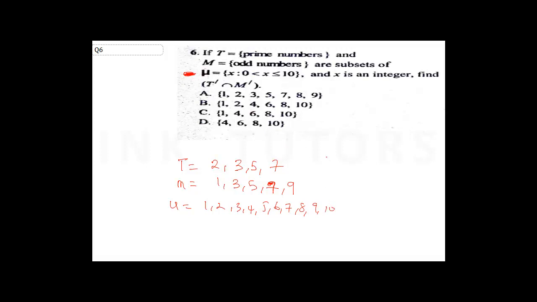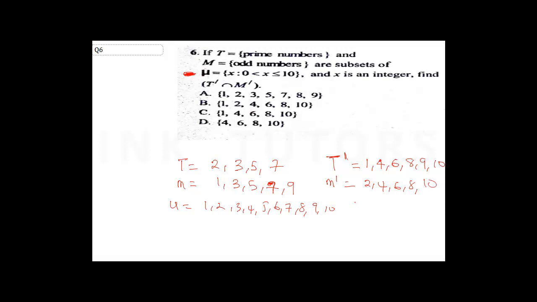So now the question says, what is t prime, or you call it t complement? Now t complement means those things you cannot see in t that you will see in u. Like those numbers that we cannot see in t. Now we can't see 1, we can't see 2 in t... we can see 4, we can't see 6... Then m prime would definitely be even numbers, because those are the numbers we can't see. That's 2, 4, 6, 8, 10.